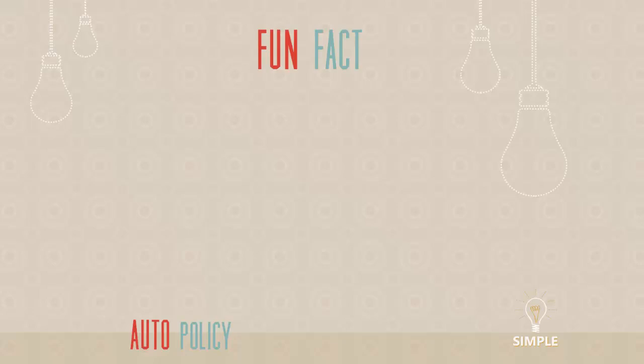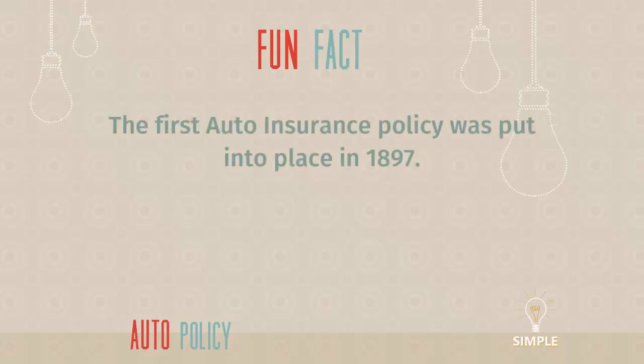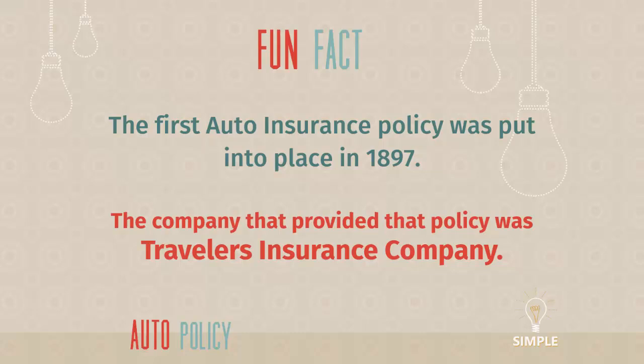Okay, fun little historical fact. I haven't gotten to history very much in these courses because I want to stay focused on coverage and how the policies work, but this is a little bit of history. The first auto insurance policy was put into place in 1897, early on in the auto industry, by a company you've probably heard of. The company that provided that policy was Travelers Insurance Company, which is still around today.